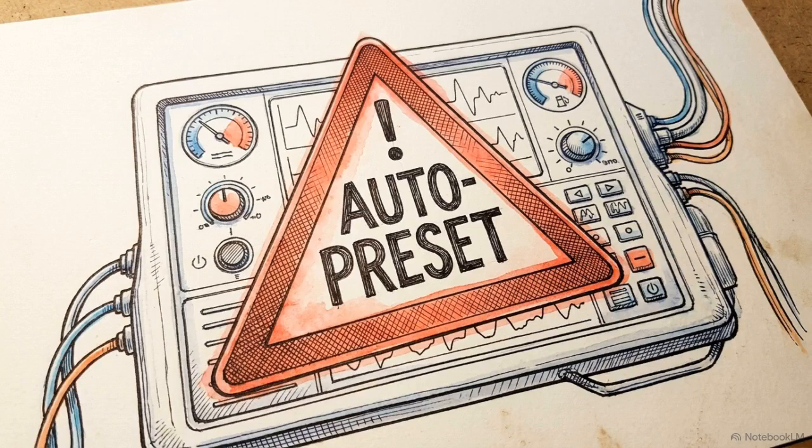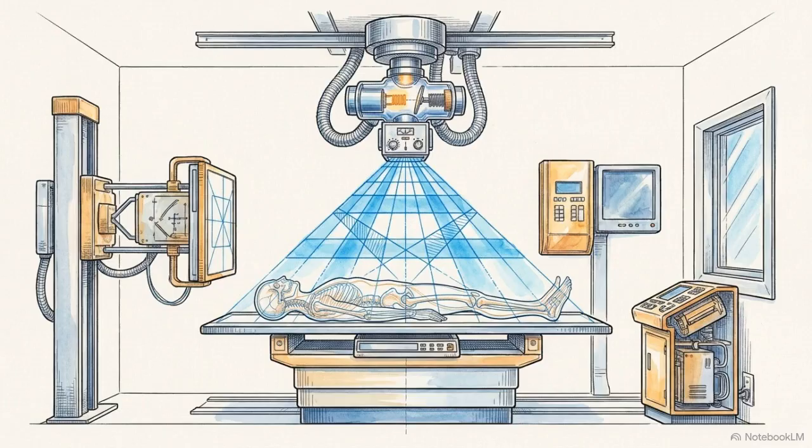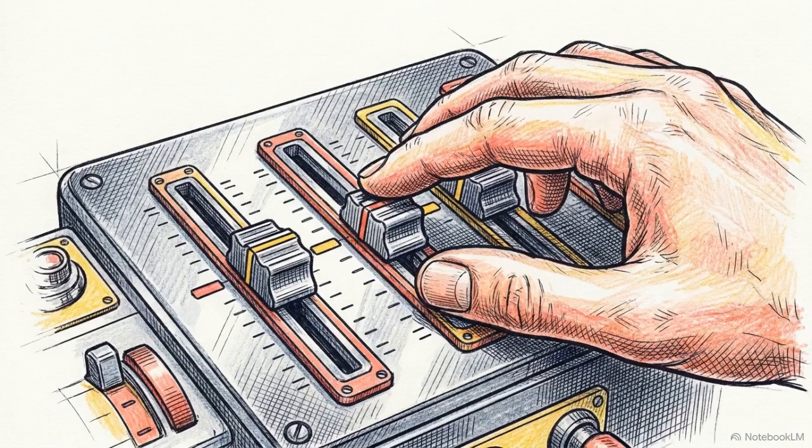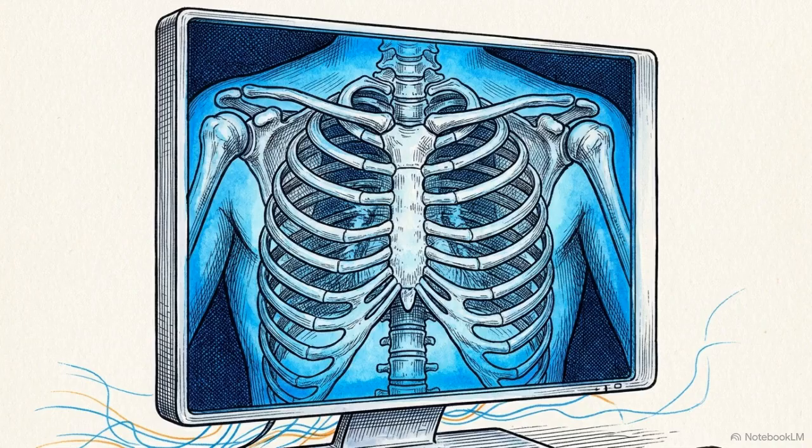Relying on machine presets or blind guesswork to set these levers is a liability. Clinical rigor requires understanding the actual physics happening inside the tube and across the room. By mastering the physical laws governing these three factors, you stop guessing. You gain the ability to mathematically guarantee optimal image exposure for any patient anatomy.